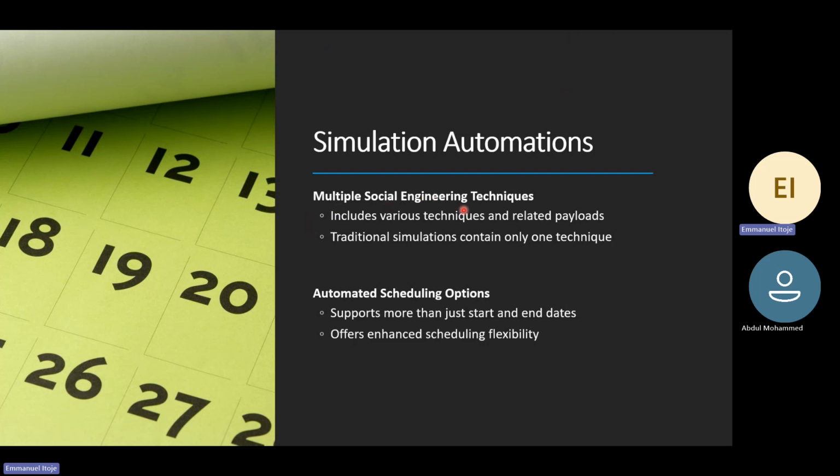Now, multiple social engineering techniques include various techniques and related payloads. Basically, traditional simulations can contain only one technique, but simulation automation can contain multiple related payloads. For automated scheduling options, it supports more than just one start and end date, and it offers enhanced scheduling flexibility. So these are some of the capabilities you have with simulation automations, right?